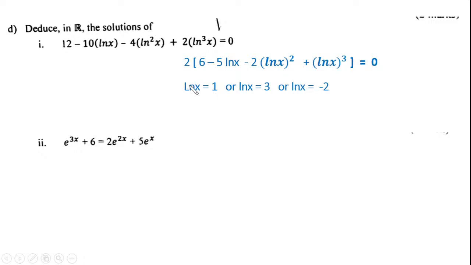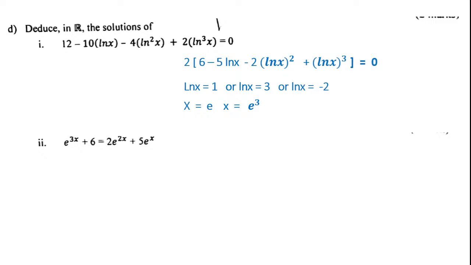So from here, you convert from logarithmic to exponential form. x will be equal to e to the power 1, which is e. And for ln x equals 3, we will have x equal to e to the power 3. For this last one, there is no solution because the ln of a number cannot be equal to a negative.